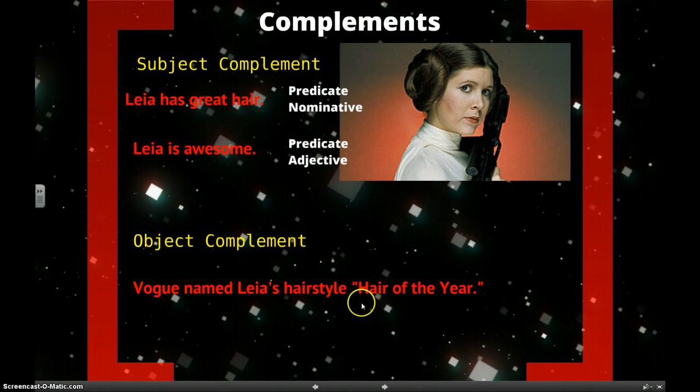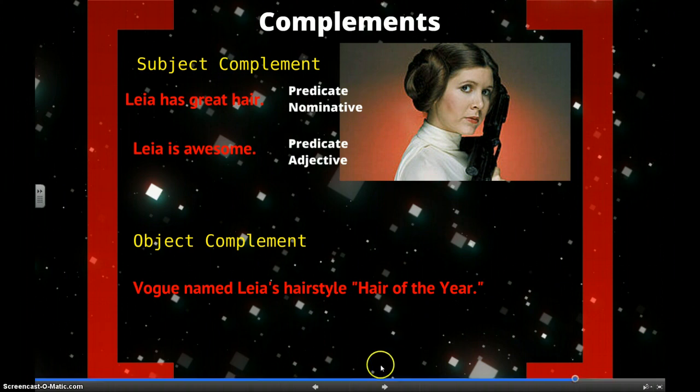You can also, if you vote someone president, if you vote John president, then John is going to be your direct object and president is going to be your object complement. Alright, so make sure that you have that down as best as you can. Come in knowing as much as possible about this, and we will work on it in class.